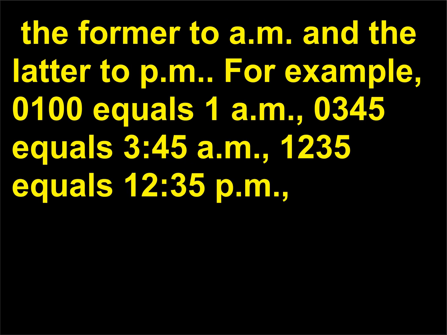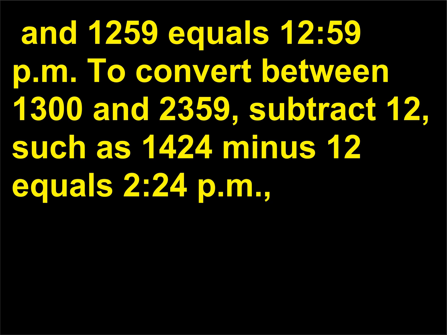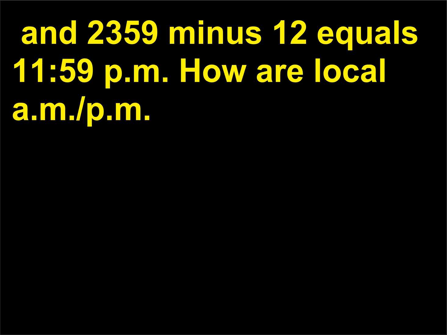For example, 0100 equals 1 AM, 0345 equals 3:45 AM, 1235 equals 12:35 PM, and 1259 equals 12:59 PM. To convert between 1300 and 2359, subtract 12, such as 1424 minus 12 equals 2:24 PM, and 2359 minus 12 equals 11:59 PM.